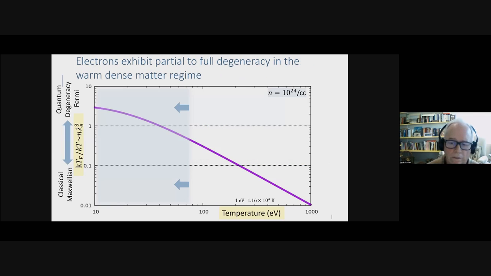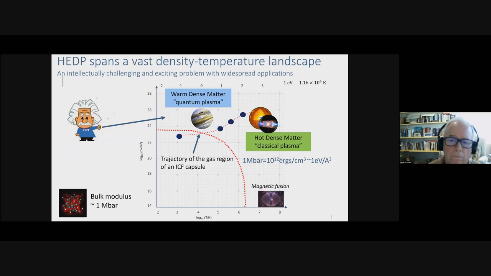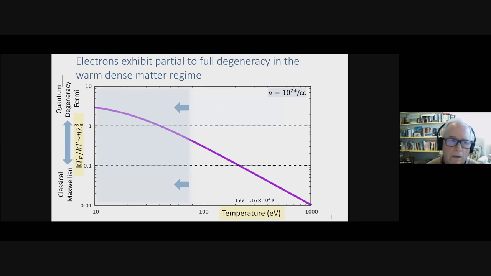And so one of the ways that I like to look at the state of warm dense matter is if I look at this plot again, sorry for going back, and let's look just at the densities of 10 to the 24 and look at some of the properties of warm dense matter as we span temperature but keep the density at 10 to the 24.